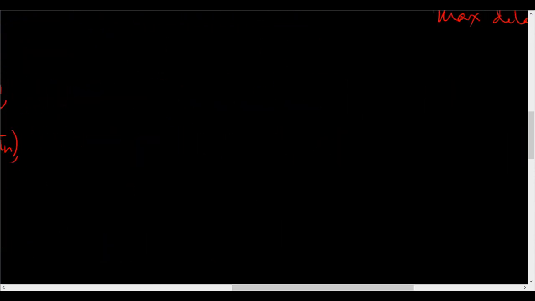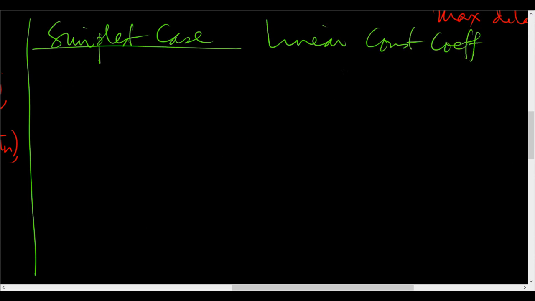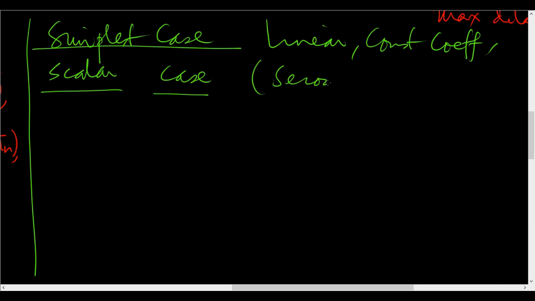Let us look at the simplest case possible, which is the linear, constant coefficient, scalar case. I will use second order so that you will see how it generalizes, but first order is sufficiently interesting for our purposes in this course.